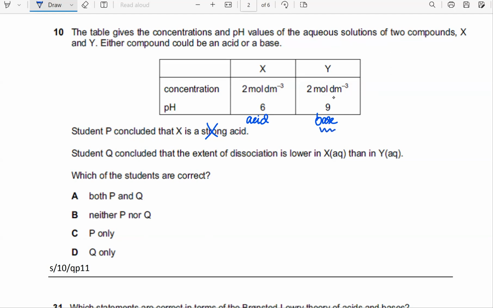Is that clear? Oh, because it's 2 more than 7. Yeah. 6 is a lot closer to 7. 9 is a little further off, TK. So the extent of dissociation is lower in X. That's fine, TK. So Q is right? So only Q is right.